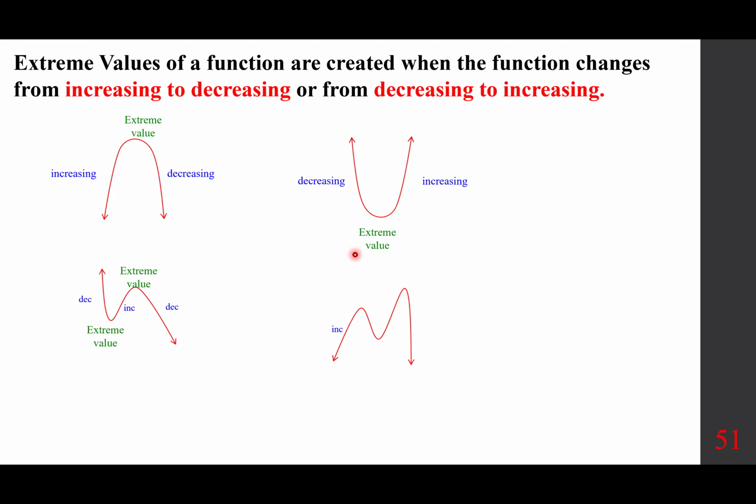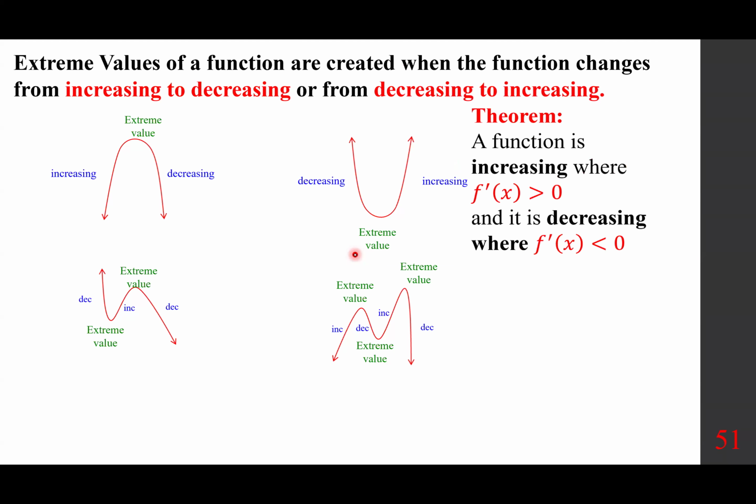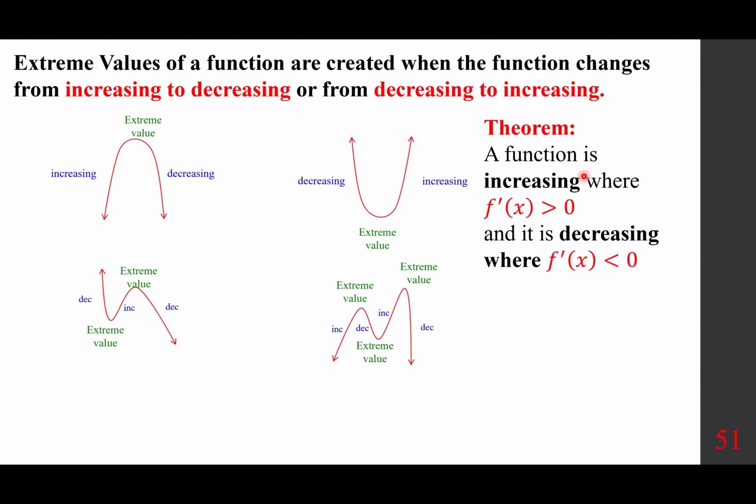Increasing, decreasing, increasing, decreasing. So this is a local max, local min, local max. Therefore, the theorem indicates a function is increasing where f prime is positive and decreasing where f prime is negative.